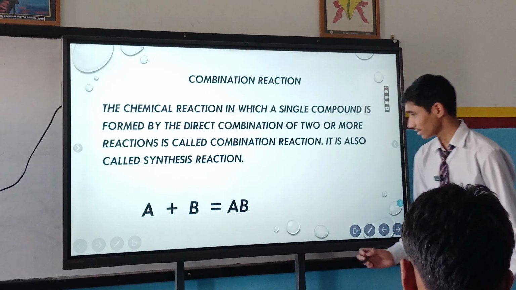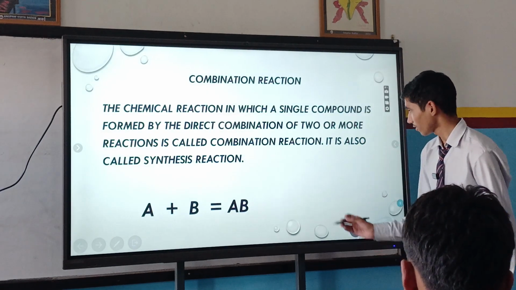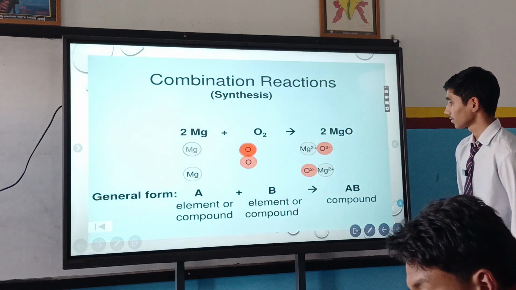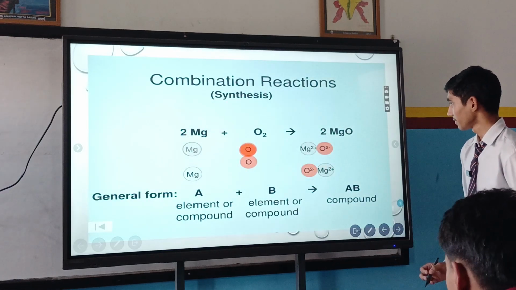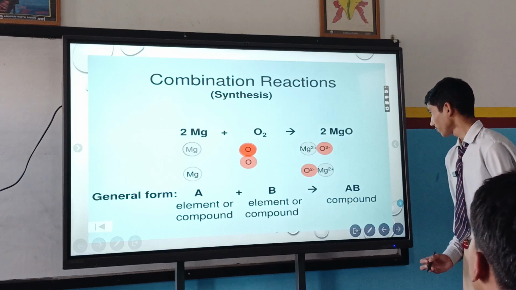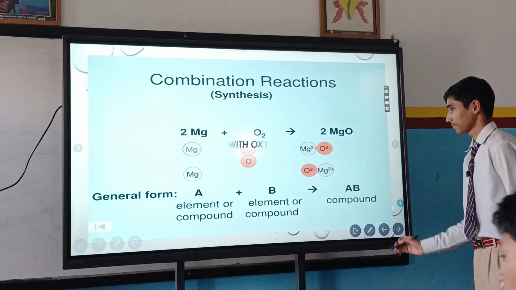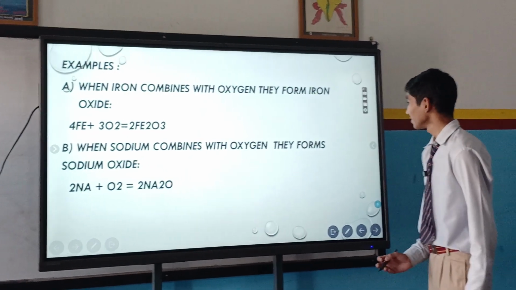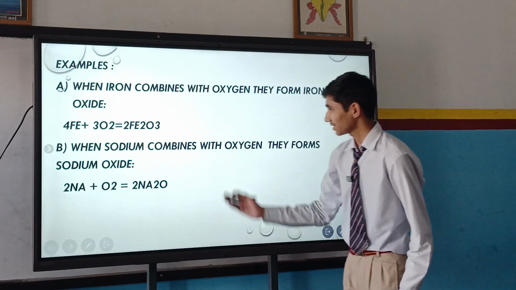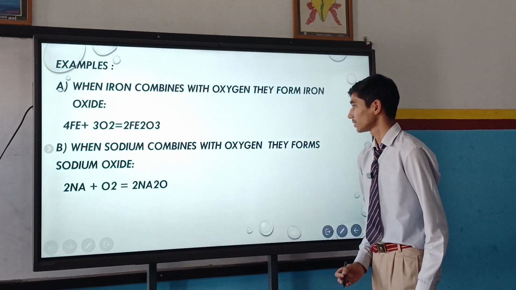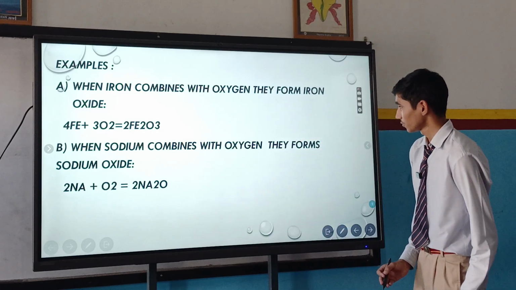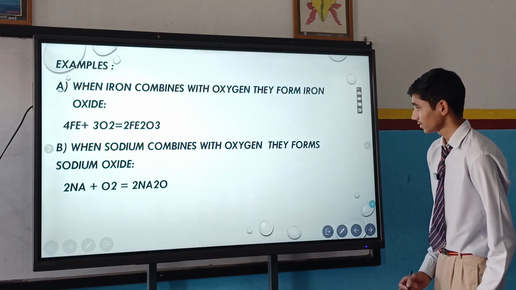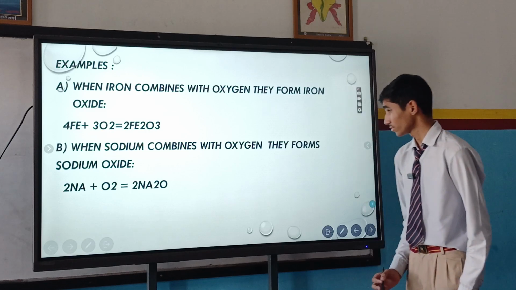I have already told that when certain reactants react to form a product, for example, when magnesium and oxygen react, they form magnesium oxide. When iron combines with oxygen, they form iron oxide. You can see here 4Fe plus 3O2 is equal to 2Fe2O3. When sodium combines with oxygen, they form sodium oxide. 2Na plus O2 is equal to 2Na2O2.